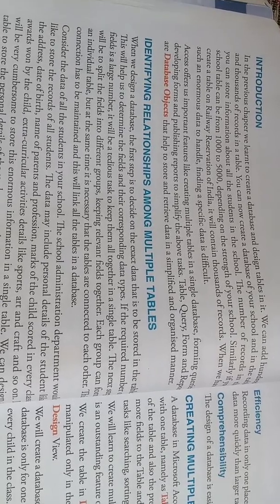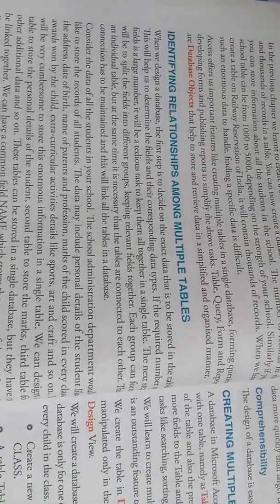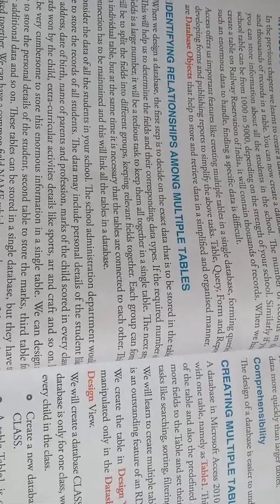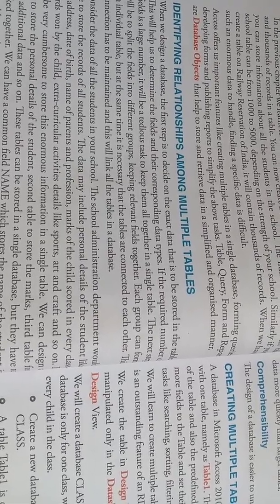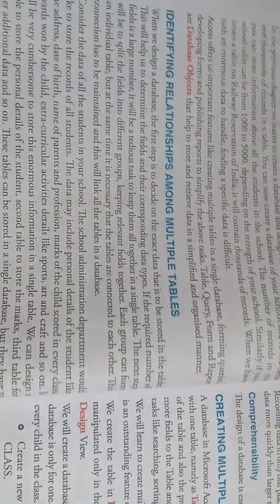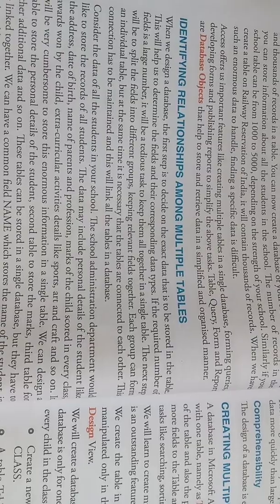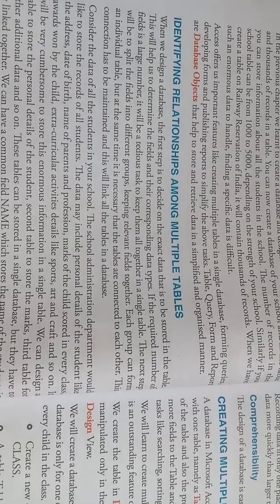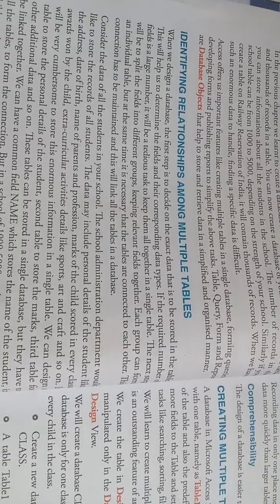The number of records in the school table can be from 1000 to 5000 depending on the strength of your school. Similarly, if you're creating a table on Railway Reservation of India, it will contain thousands of records, right? When we have such enormous data to handle, finding a specific data is difficult.